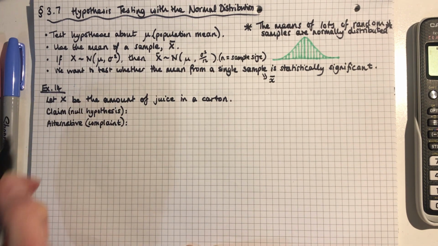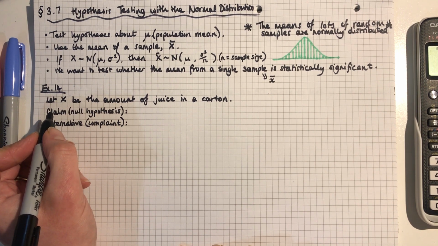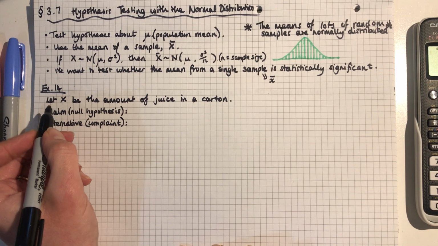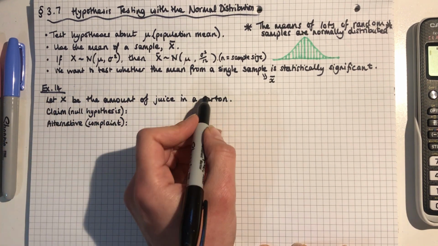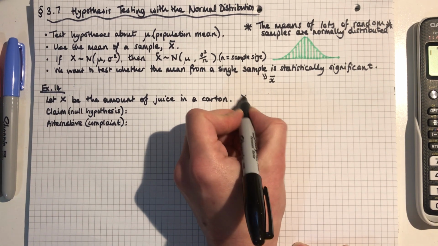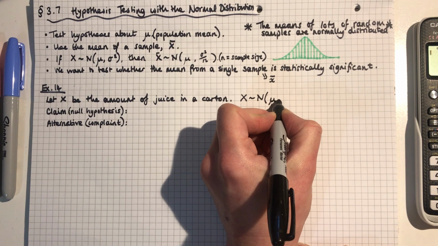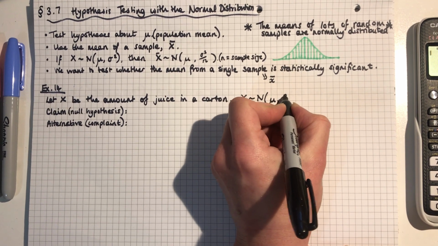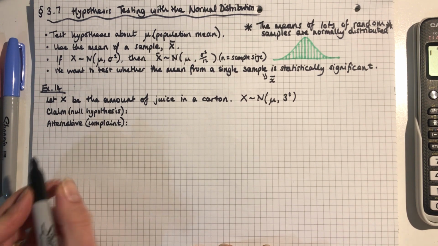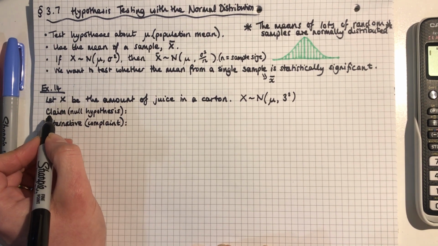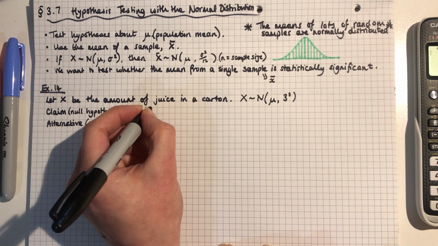We have, in example 14, a certain company sells fruit juice in cartons, and the amount of juice in a carton has a normal distribution with a standard deviation of 3 mils. So if we let X be the amount of juice in a carton, we're dealing with a normal distribution, mean, we haven't been told that yet, but a standard deviation of 3. So we've got 9, or 3 squared, for the variance there. Now, the company claims that the amount of juice per carton is 60 mils. So the claim is this.